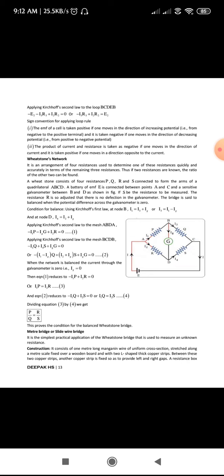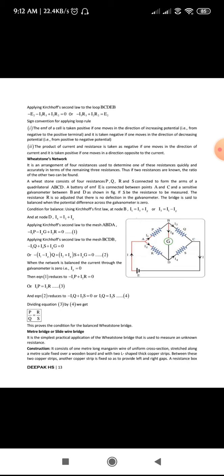The first one is, in case you know the value of three resistors, it is easy to find the value of the unknown resistor. That is the first use. Second is, if you know the ratio of any two resistances, you can easily calculate the ratio of the other two resistances. So that is the meaning of that first paragraph there. Next, the second paragraph I'll read out, just go through.